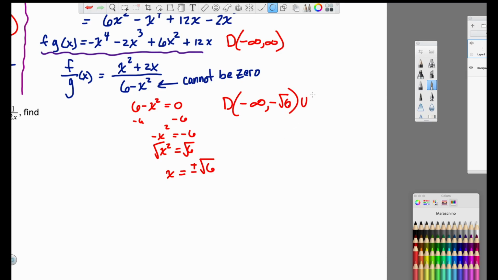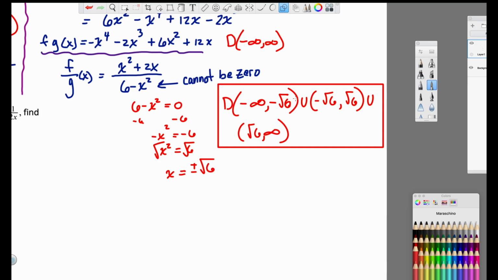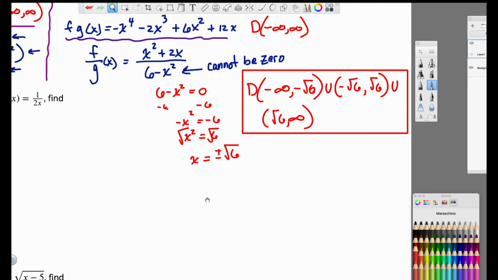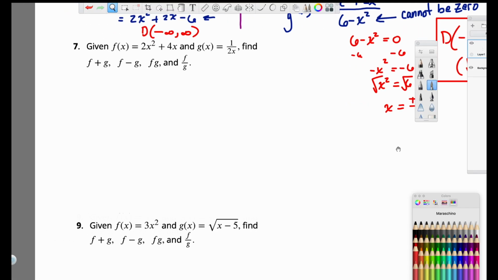Then we have a union here, and then we can go between negative root 6 and positive root 6. Okay, for instance, 0 would be okay. 0 is in here somewhere. That's fine. And then also from root 6 to infinity. All right, all those are going to be good for this. There are 3 different intervals there that work because we have 2 holes, plus or minus root 6.